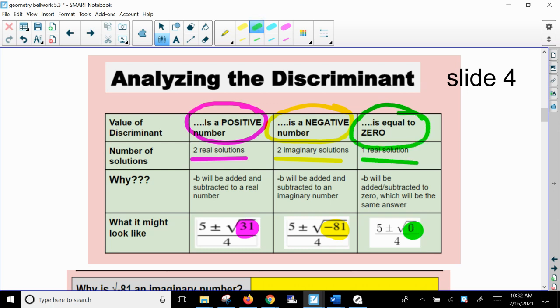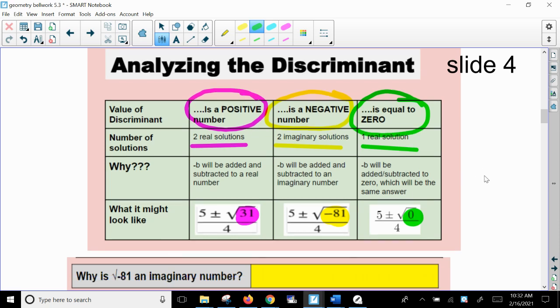And that is because the square root of 0 is 0. And if you do 5 plus 0, you're going to get 5. If you do 5 minus 0, you still get 5. So anytime you have 0 under the square root, you're only going to get one answer because you are going to be adding and subtracting 0, which means you get the same answer.